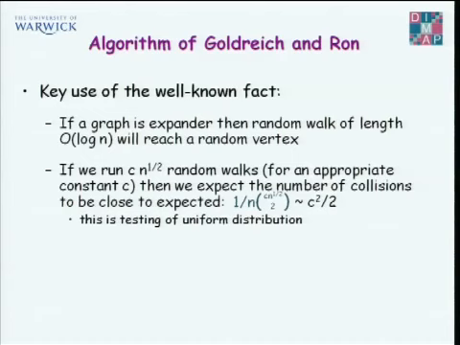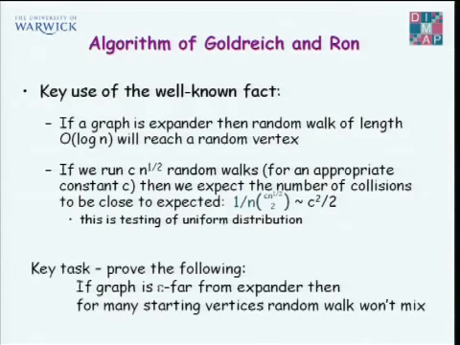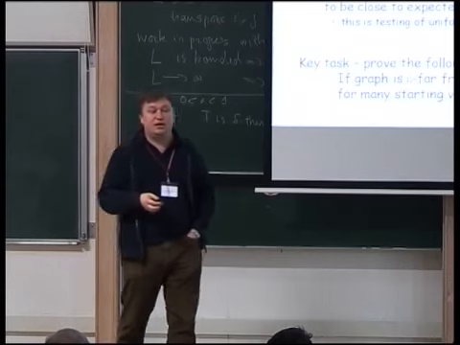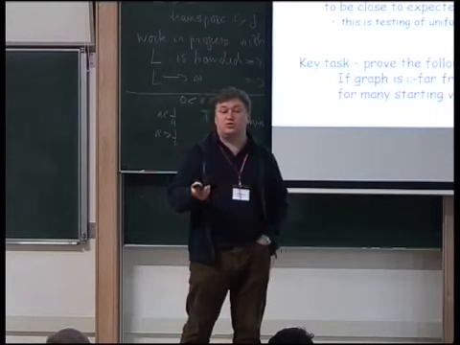And of course, if you run c times square root of n random walks, then we expect that the number of collisions will be something like that. So we know how many collisions we should expect. Okay, and right now we would like to argue that if we have an expander, we know how many collisions we should expect. And now we want to think about what to do with the other case, if we're not in an expander. So the key thing is, we'd like to prove that if a graph is epsilon-far from an expander, then for many vertices, the random walks will not mix.